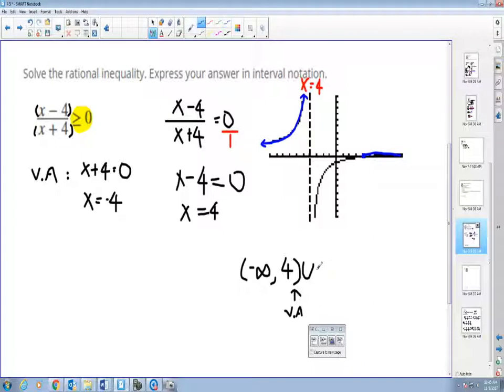Excuse me, this is -4, right? This is -4, sorry about that. From -infinity to -4. Now for my 4, I have to use brackets. Why? Because of the equal to. So it's going to be from 4, keep on going to the right. It's above the x-axis. That's how we write the answer in interval notation.